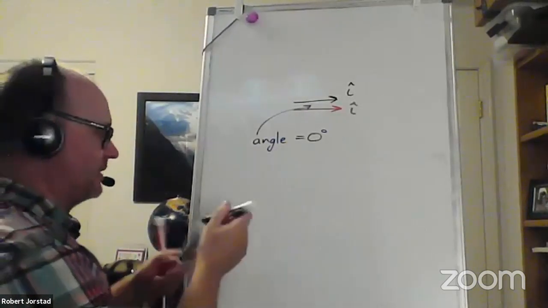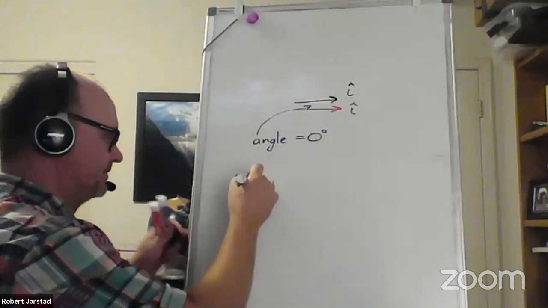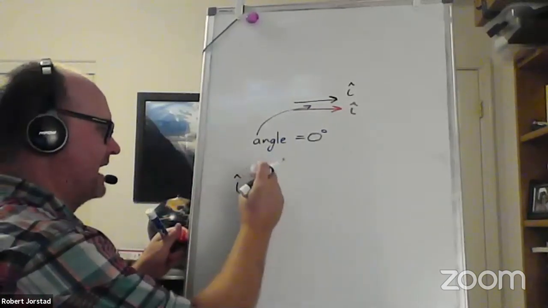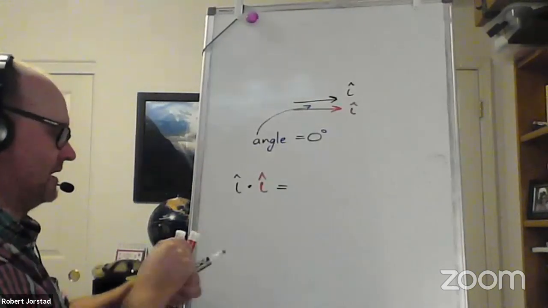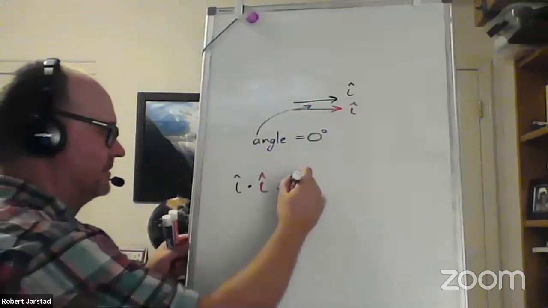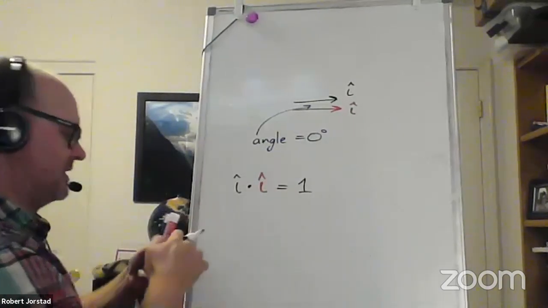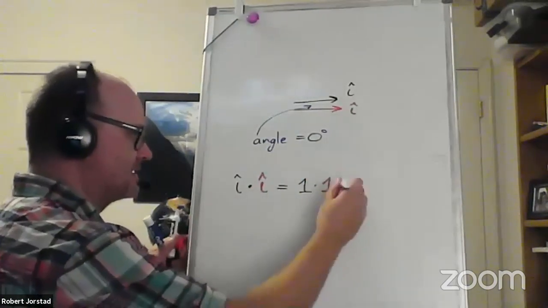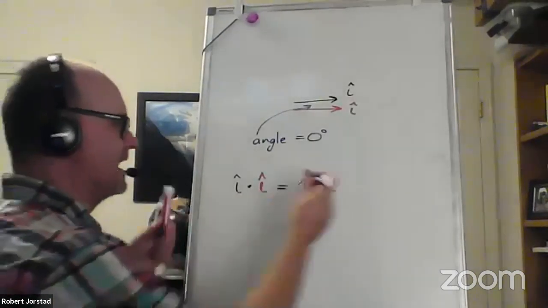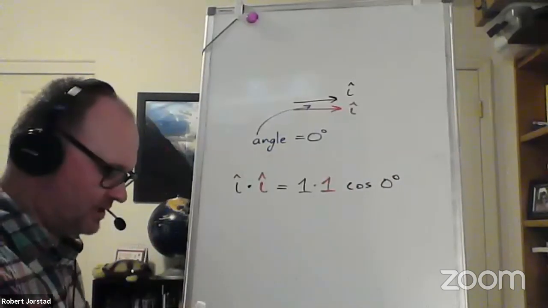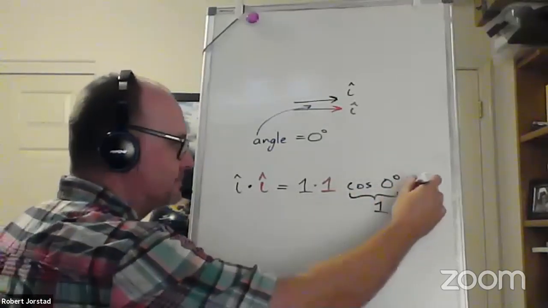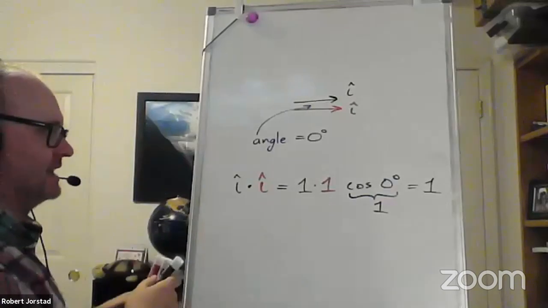So let's do this slowly. I hat dot I hat, I'm going to use the polar form. The polar form means the magnitude of the first one, that's 1, times the magnitude of the second one, that's also 1, times the cosine of the angle between. Well, what's cosine of 0 when you punch it in your calculator? 1. So what's 1 times 1 times 1? That's just 1. So we see that I dot I is 1.